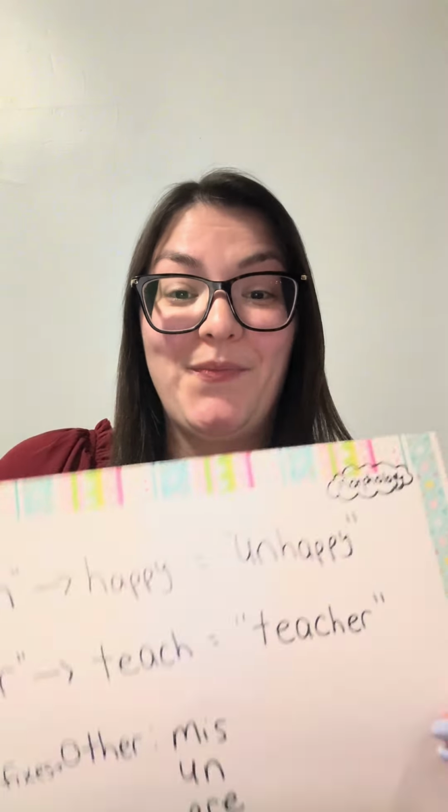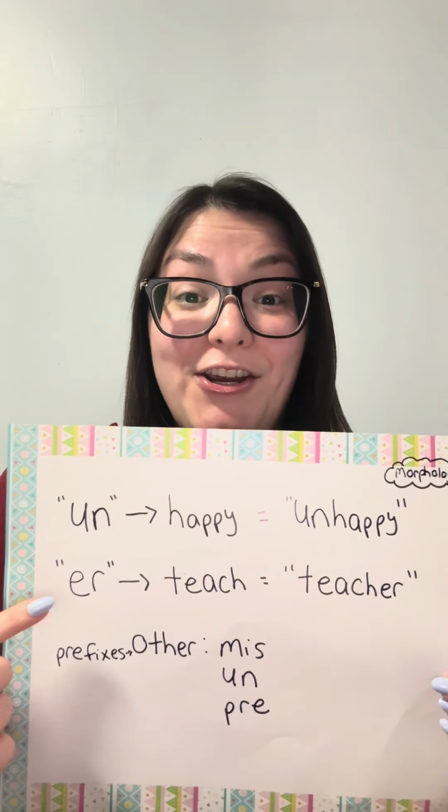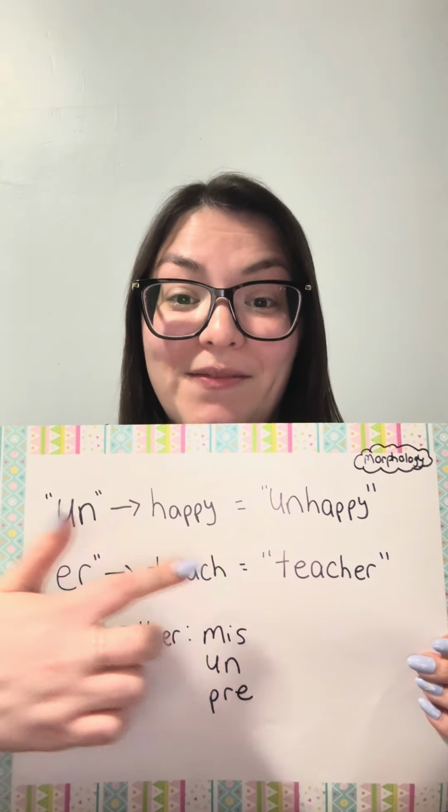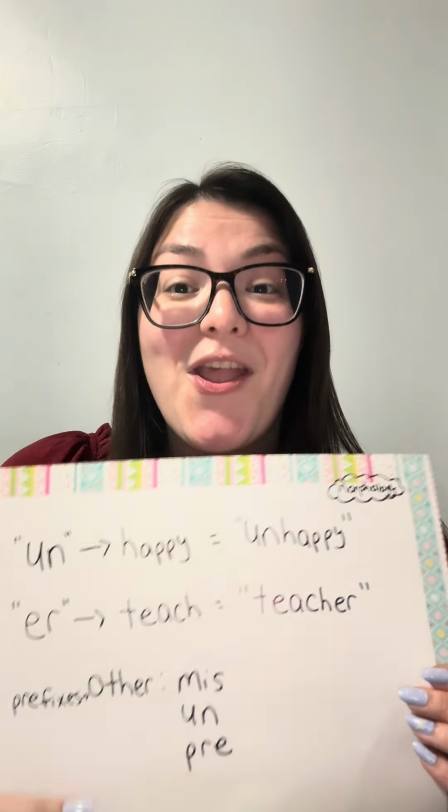Morphology is the study of the structure of words and how they are formed using prefixes, roots, and suffixes. For example, adding un to happy makes unhappy, and adding er to teach makes teacher. Other prefixes we may use are mis, un, and pre. Owen 2021 explains that understanding how words are built helps children expand their vocabulary, comprehend more complex words, and improve their spelling and writing skills and support both their reading and writing development.